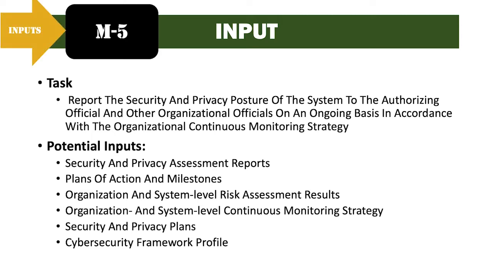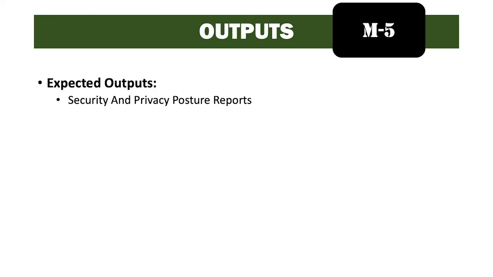Potential inputs to this task are the security and privacy assessment reports, the plan of actions and milestones, the organization and system level risk assessment results, the organization and system level continuous monitoring strategy, the security and privacy plans, and the cybersecurity framework profile. Expected outputs from this task are the security and privacy posture reports.